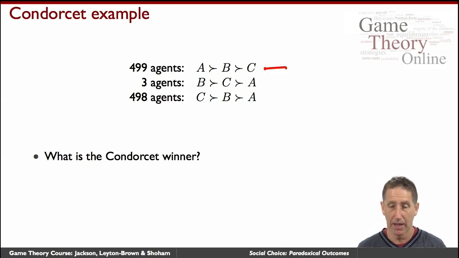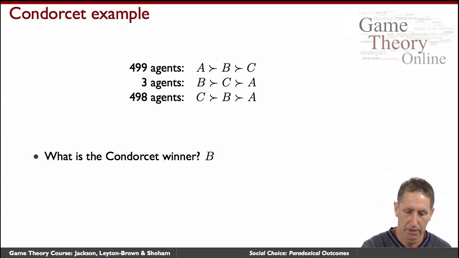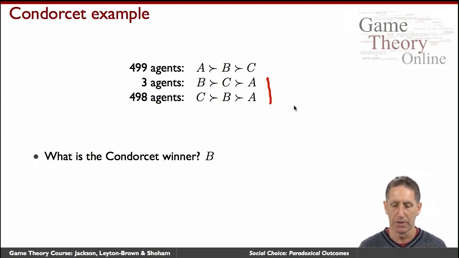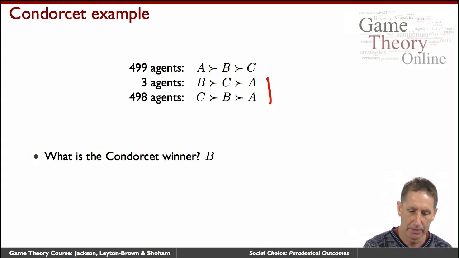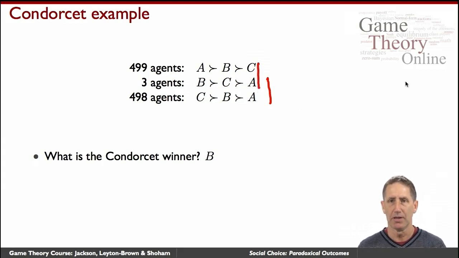Well, the answer is yes. There is a Condorcet winner, and it's B. And why is that? Well, let's look at the relative preference of B to A and the relative preference of B to C. We have here that 501 of the agents prefer B to A, and 502 of the agents prefer B to C. So clearly B is a Condorcet winner. Well, so where's the problem?